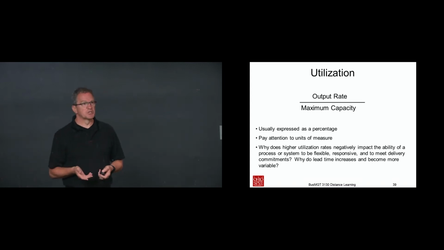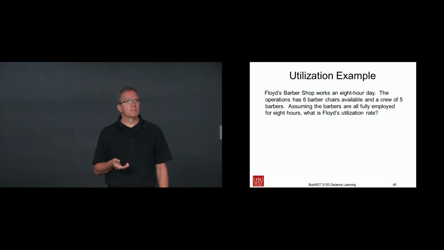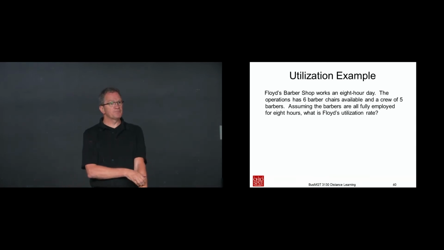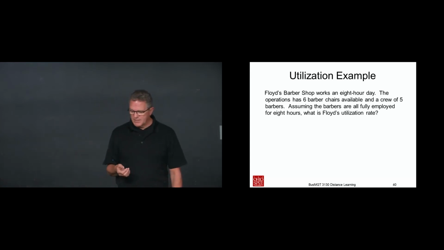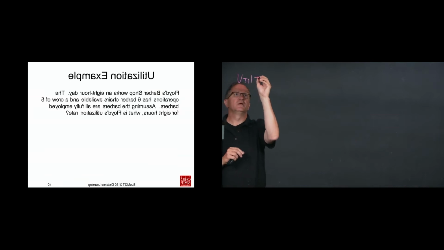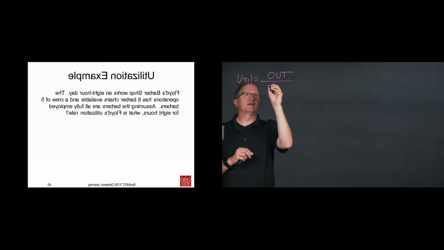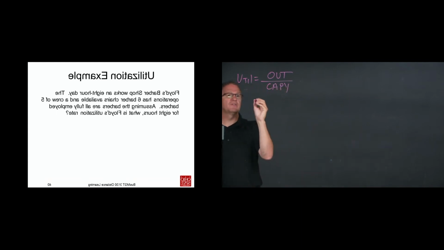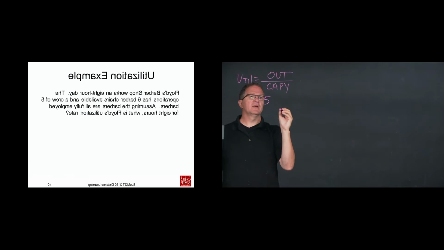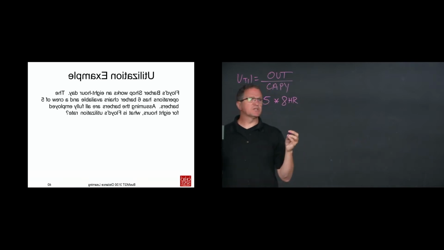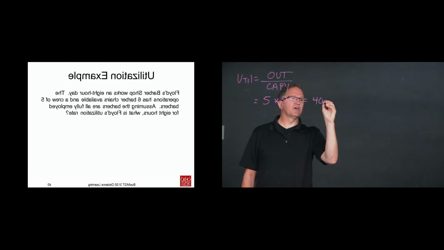Now, I have an example here that I want to show you, and the example is Floyd's Barbershop. Floyd's operates for an 8-hour day. They have 6 barber chairs, and they have 5 full-time barbers. How much of the capacity that they have are they utilizing? Utilization is going to be output divided by that maximum capacity. Now, what is the output for Floyd's every day? Every day, Floyd's has 5 barbers working 8 hours per day. So our output is 40 hours of production every day.